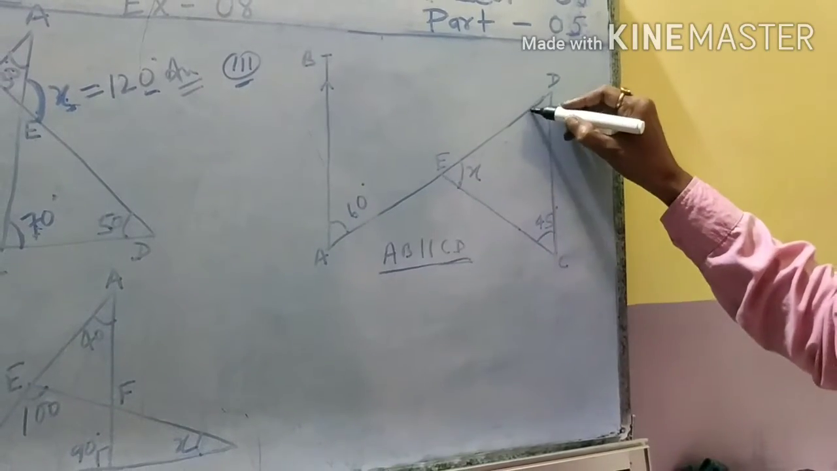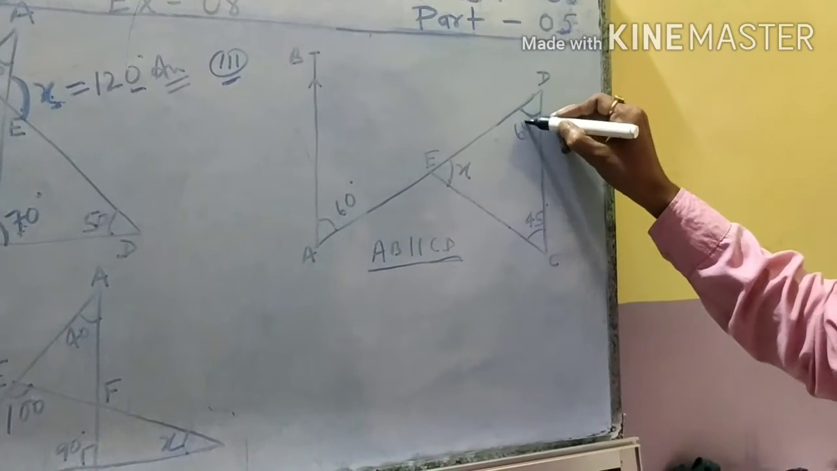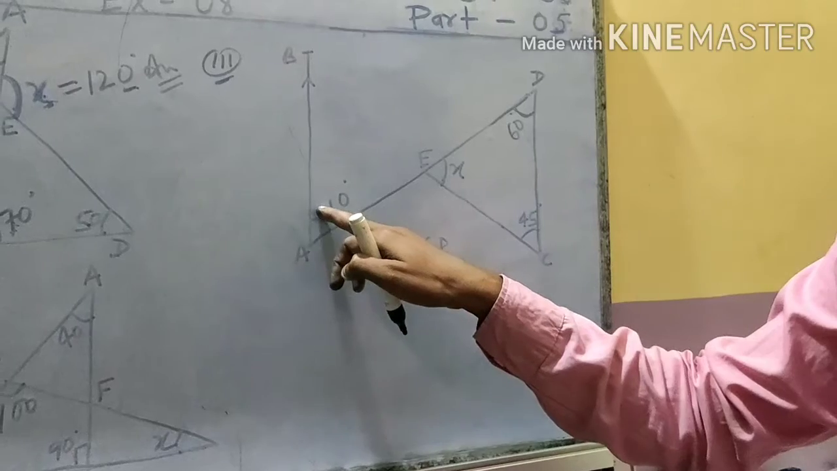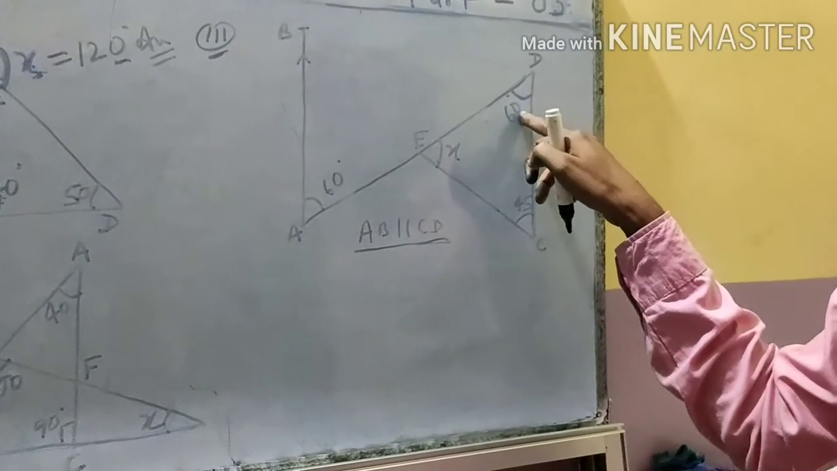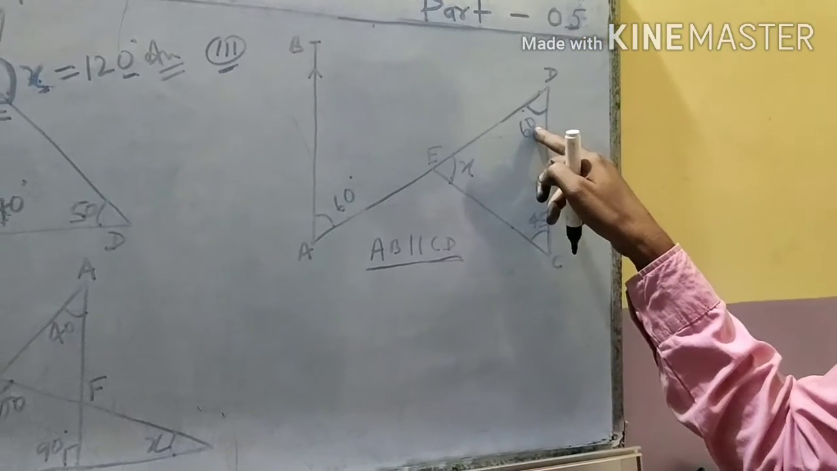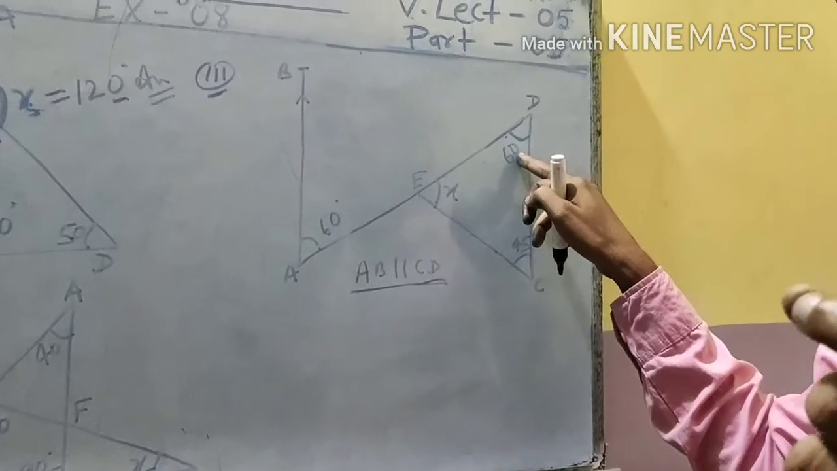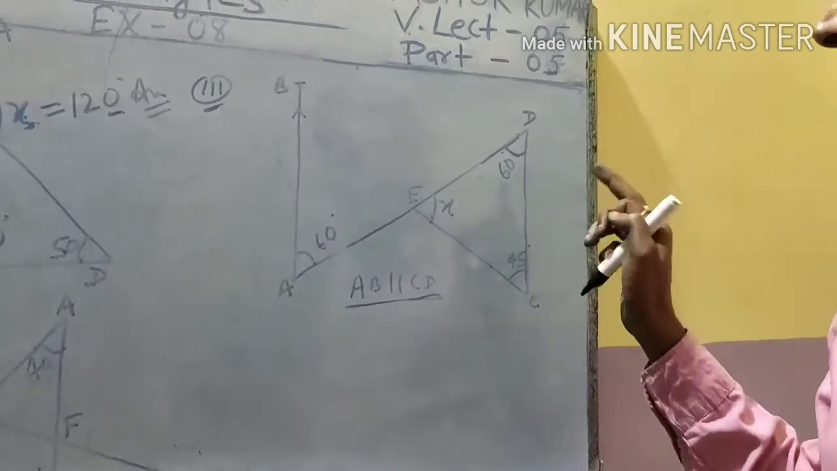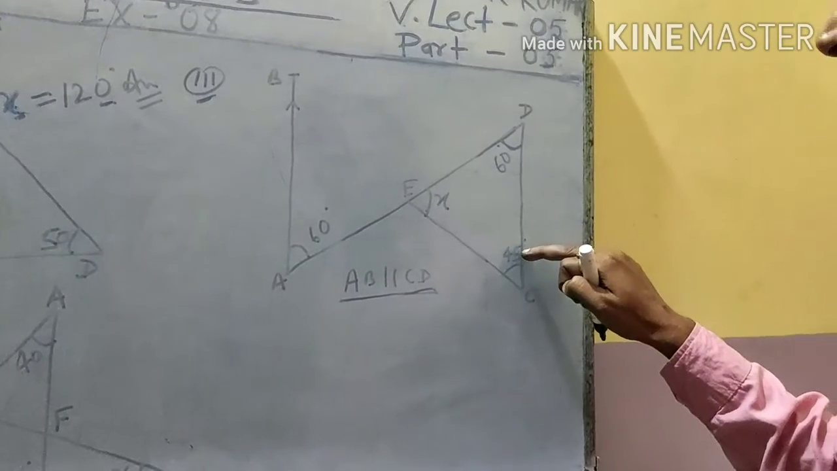60 degree. So this angle is also 60 degree by alternate interior angles. Because this angle is 60 degree, this angle is also 60 degree by the property of alternate interior angles. Here 60 degree and 45 degree.